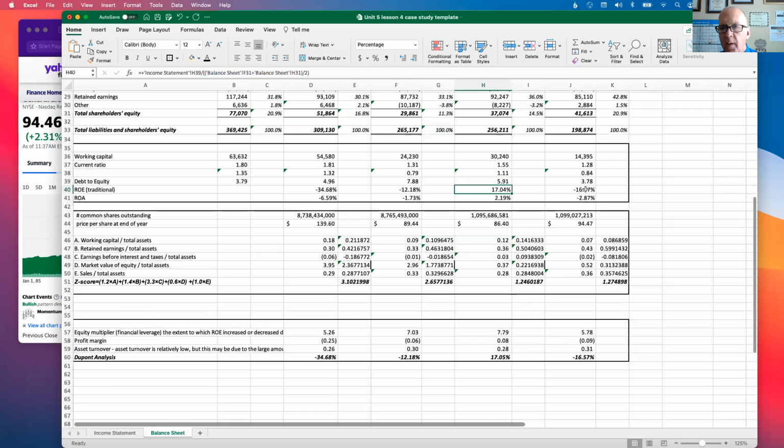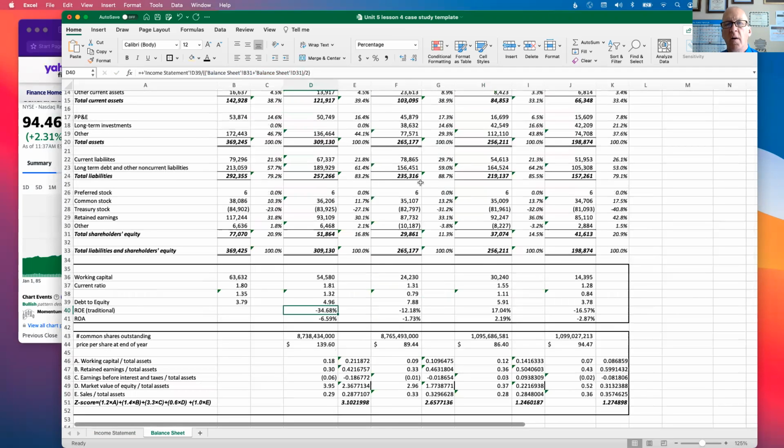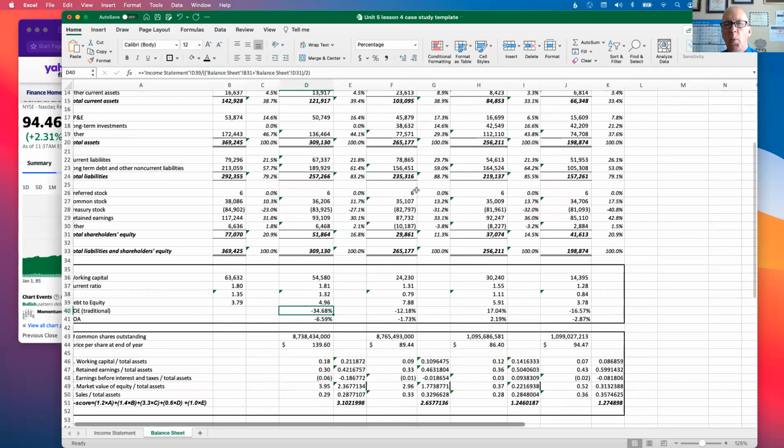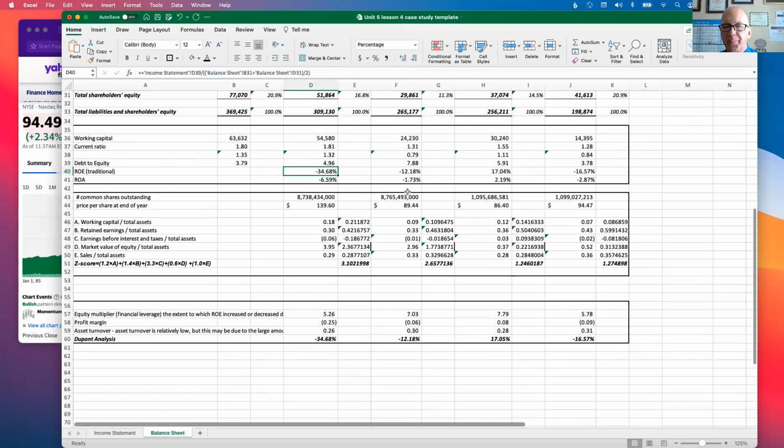And I'll just quickly eyeball the others. They're all about the same. There was only $6 million of preferred stock outstanding. So that didn't really affect the calculation very much.